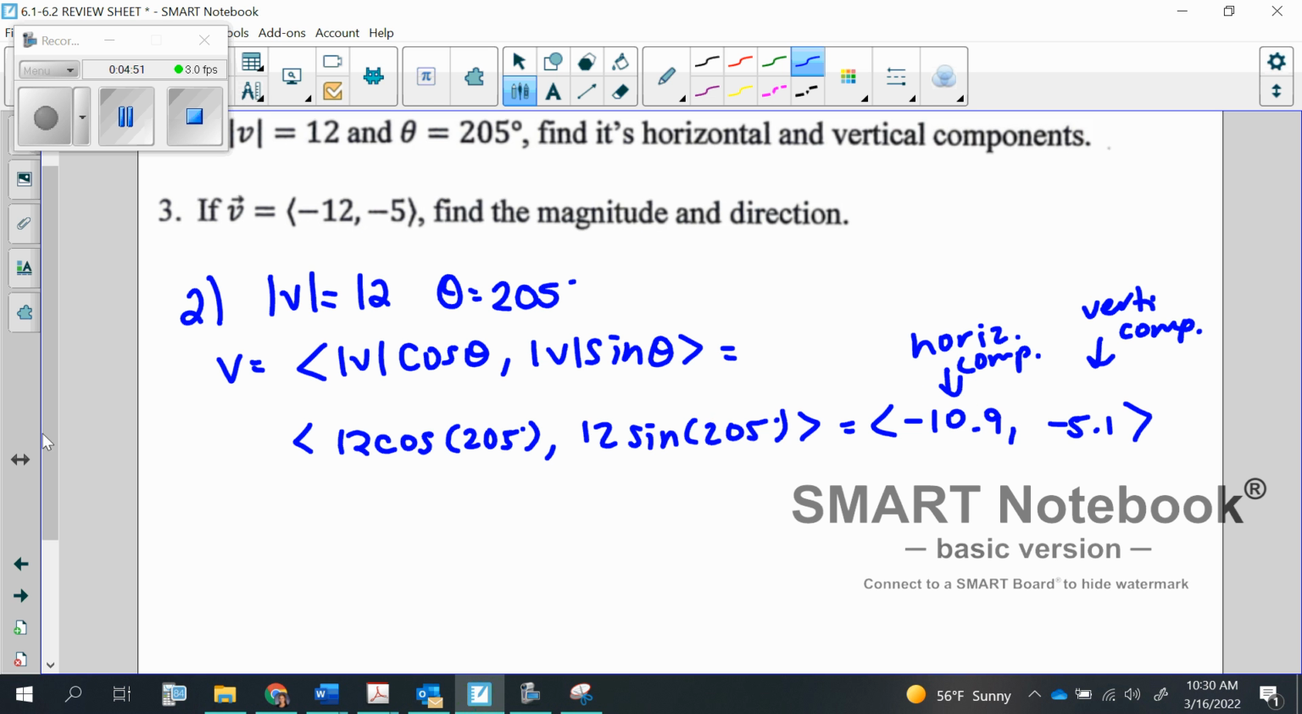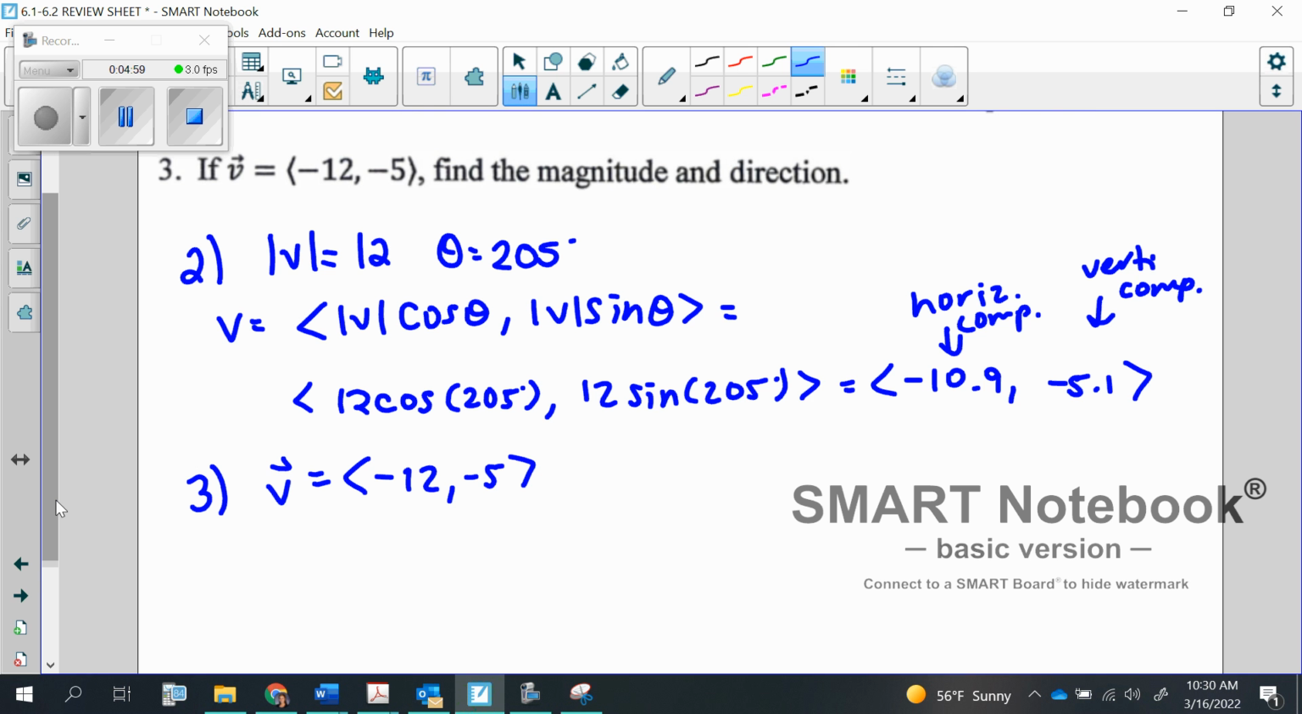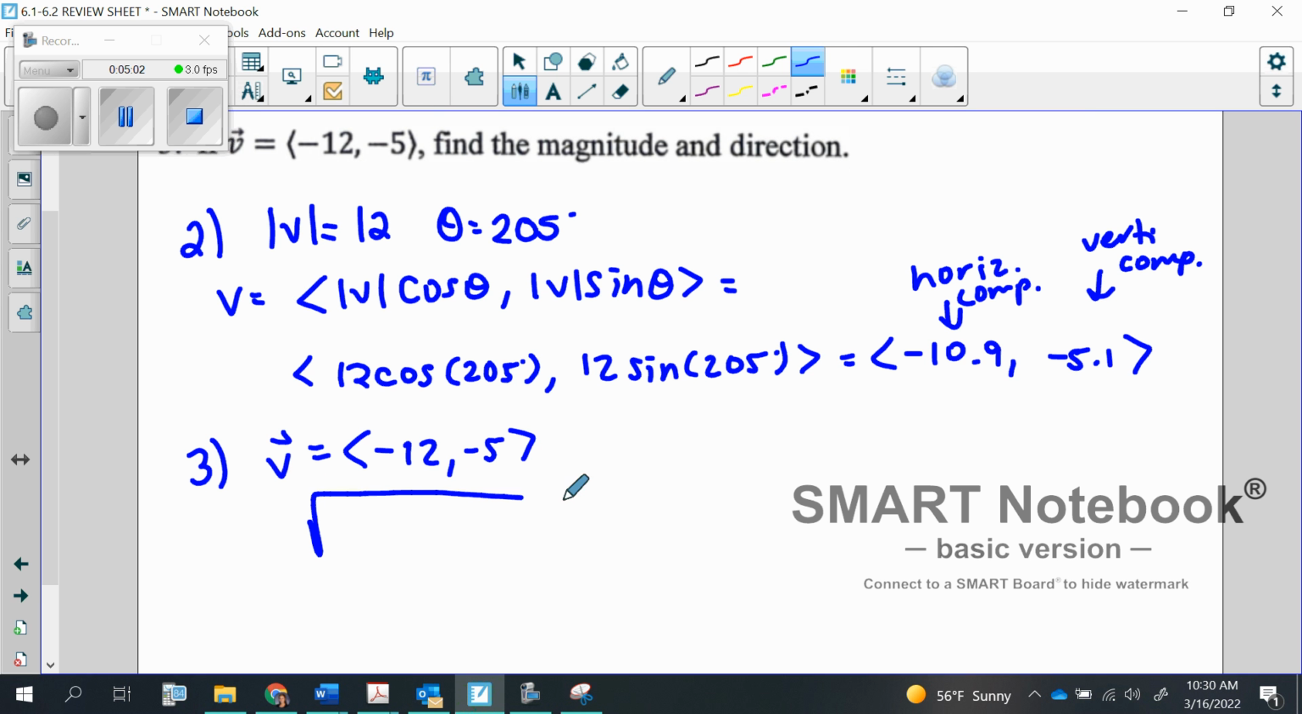Number 3, if our vector V is (-12, -5), find its magnitude and direction. When they say find the magnitude, it's negative 12 squared, negative 5 squared.